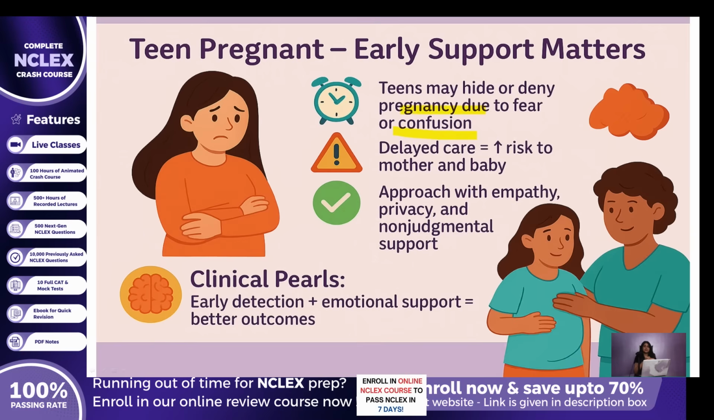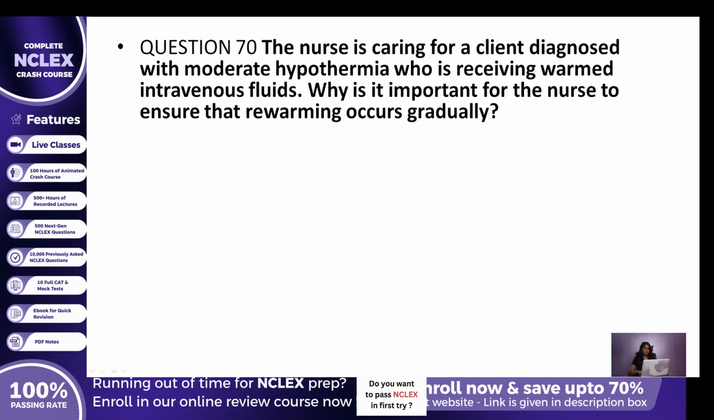Non-judgmental support and early intervention are key to better outcomes. Clinical pearls. Teens may delay acknowledging pregnancy, making early detection and supportive care critical. Provide empathy, privacy, and guidance. Next, let us review an important safety principle in managing hypothermia.